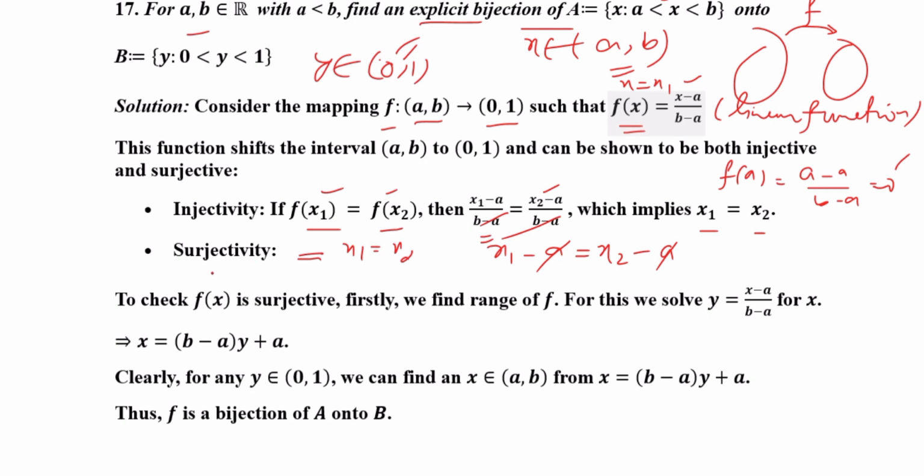To check the surjectivity of f of x, firstly we find the range of f. For this we solve this expression for x. From here, by cross multiplication, b minus a into y is equal to x minus a. Adding a on both sides, we have x is equal to (b minus a) y plus a. Clearly, for any y belonging to this open interval, we can find an x belonging to this interval by using this relation. This shows that f is a bijection of A onto B.